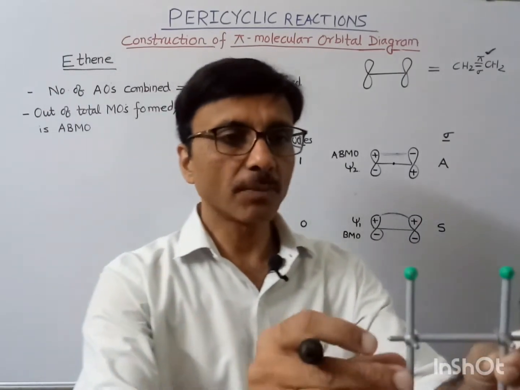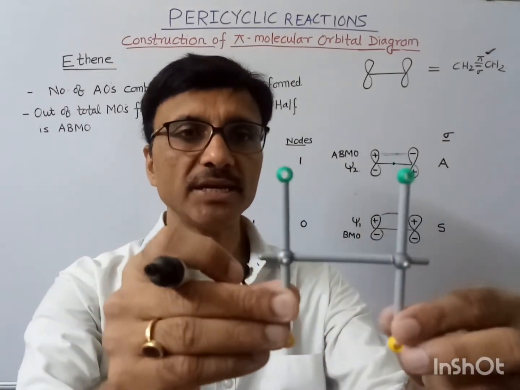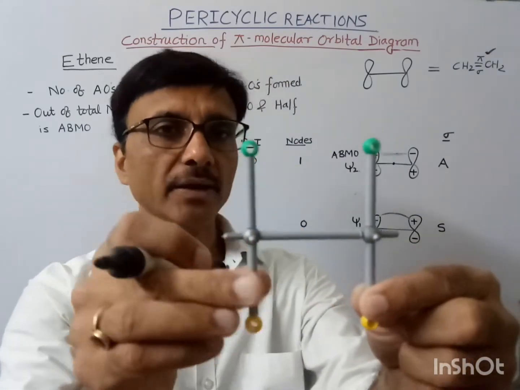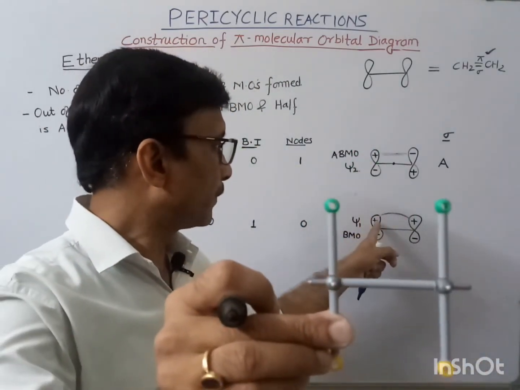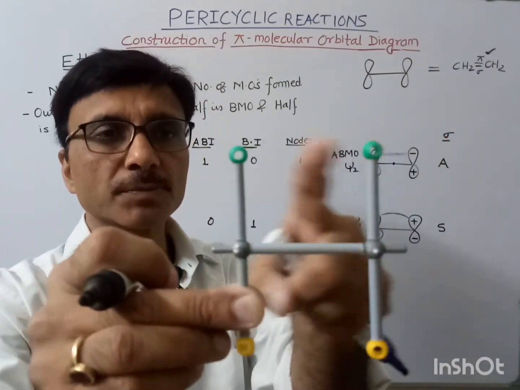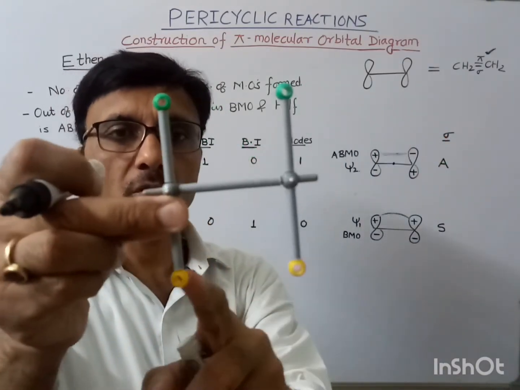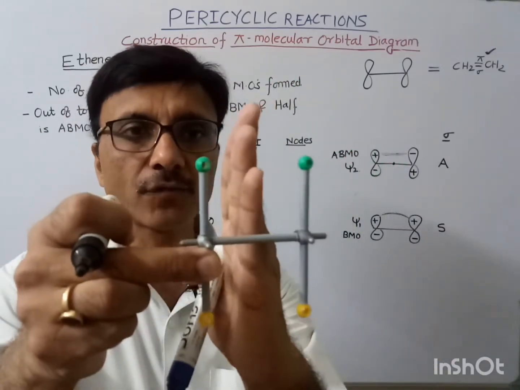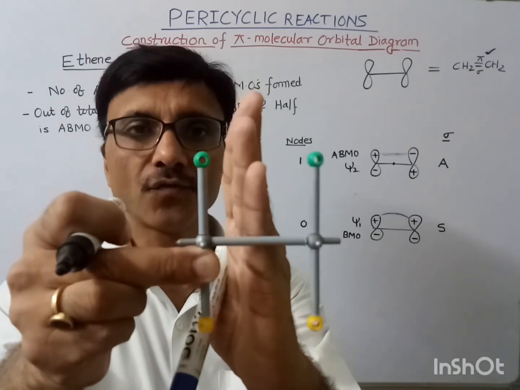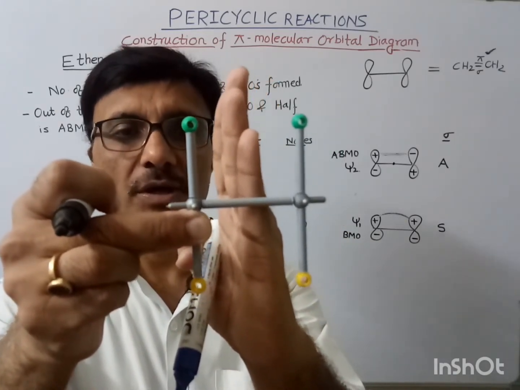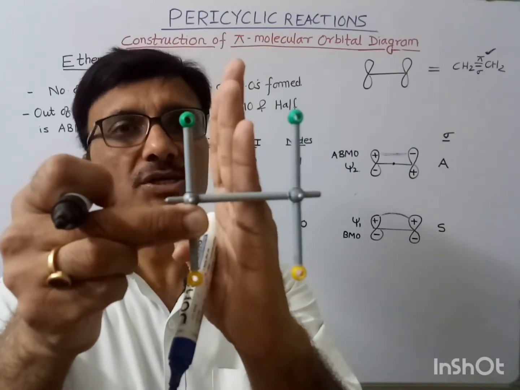Now let me help you understand with the help of this model. Suppose this is the model, and this is the ethene system plus plus. These green balls represent plus plus, and these yellow balls represent minus minus. Now if you pass a mirror plane from here, then in front of the green ball you will see the green ball, and in front of this yellow ball you will see the yellow ball.